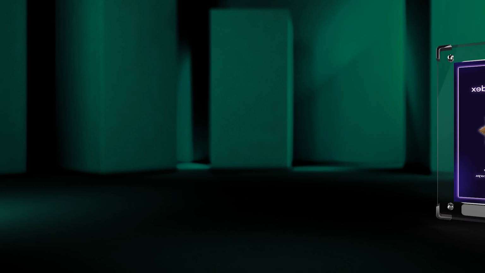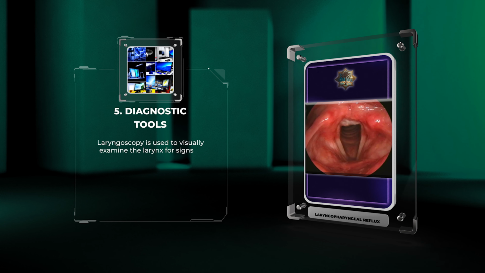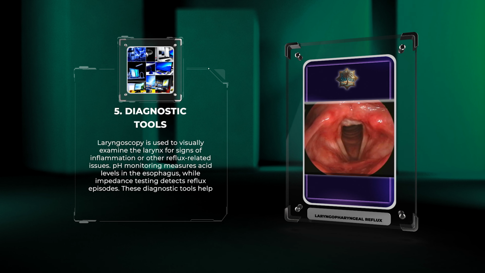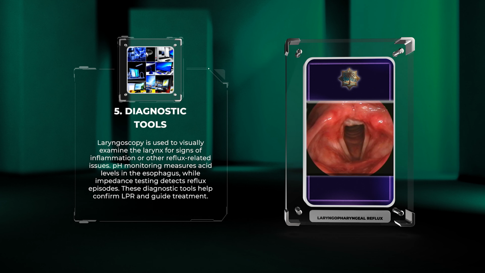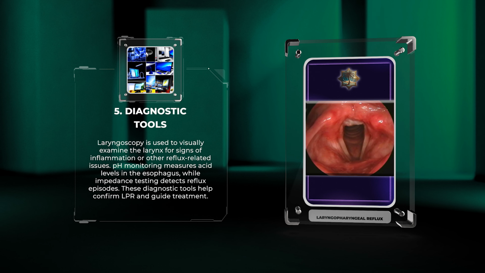In order to accurately diagnose laryngopharyngeal reflux, LPR, it is important to differentiate it from other conditions that have similar symptoms, such as allergic rhinitis, asthma, chronic sinusitis, and neurogenic cough. This requires a comprehensive evaluation including history, examination, and diagnostic tests. Laryngoscopy is used to visually examine the larynx for signs of inflammation or other reflux-related issues. pH monitoring measures acid levels in the esophagus, while impedance testing detects reflux episodes. These diagnostic tools help confirm LPR and guide treatment.